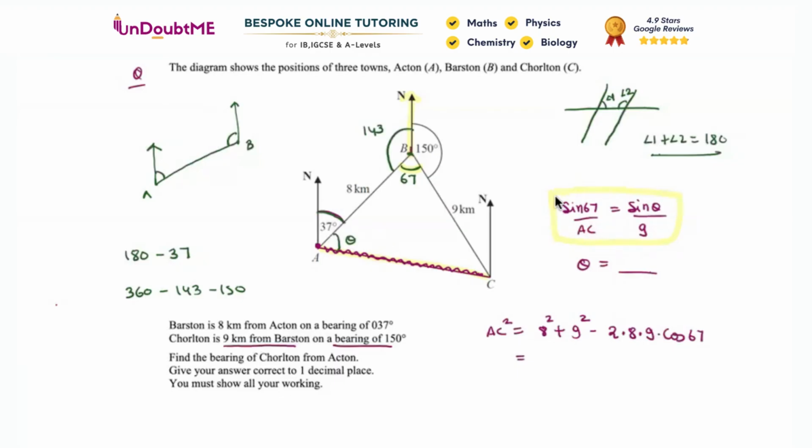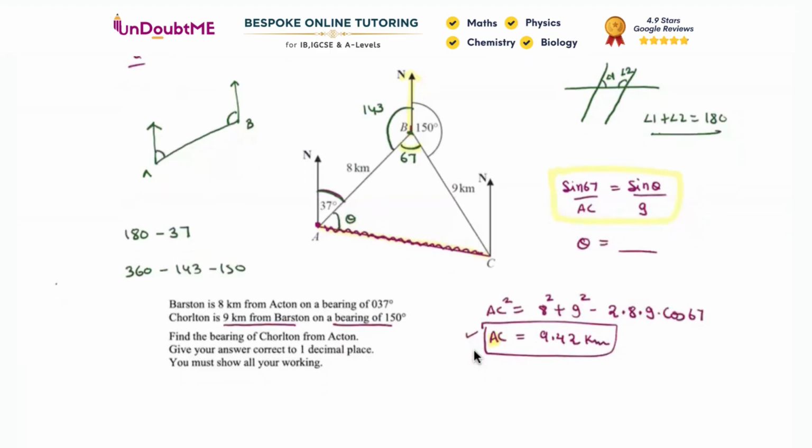So calculations can be done using calculator. It is 8 square plus 9 square minus 2 times 8 times 9 times cos 67. And then I have to take square root of that. So the final value of AC after taking square root comes out to be 9.42. It is 9.4199. We can write it down as 9.42 kilometers. Okay, it's all calculator thing. Use it and you will get it.